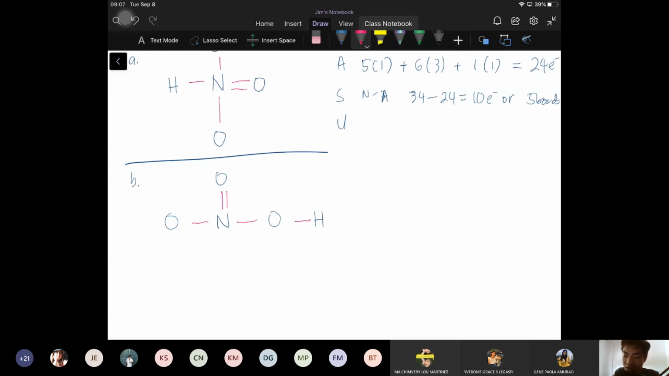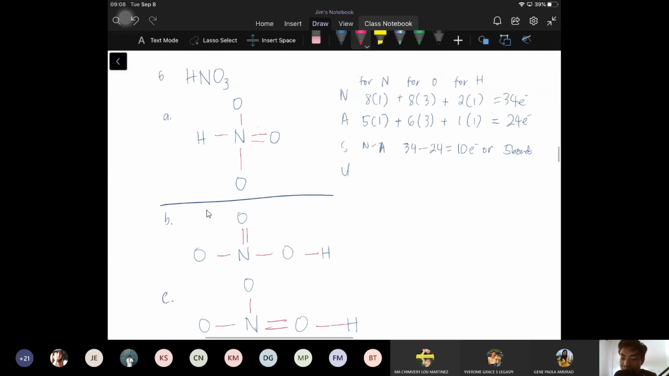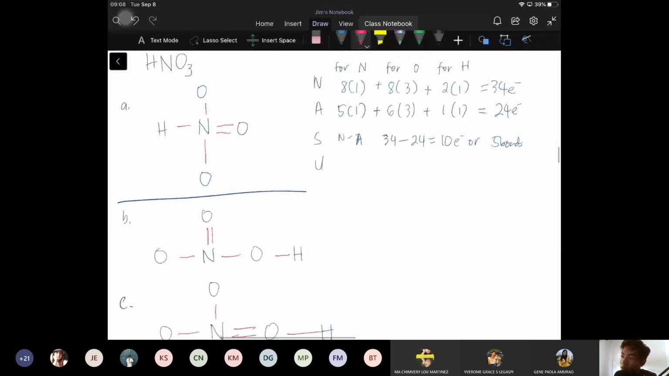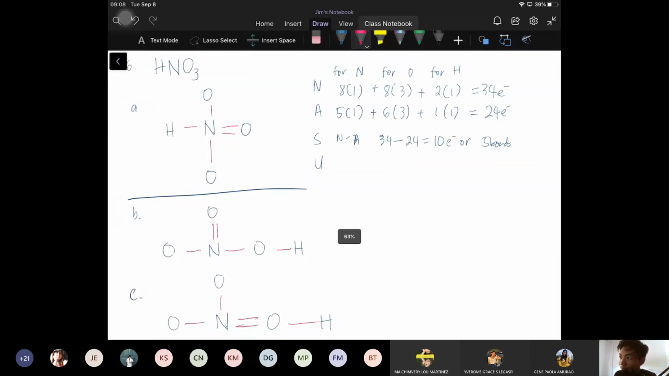Actually, tatlo yung magagawa ko palang structure dito. Tignan nyo. Still following the same skeleton, I can place my double bond here, dito sa NO na nakadugtong sa H. Pwede rin naman dito lang sa NO lang na to. Pag nilagay ko yung double bond dito, that is the same as this one na. So that means I have 3 possible structures for my acid, nitric acid.